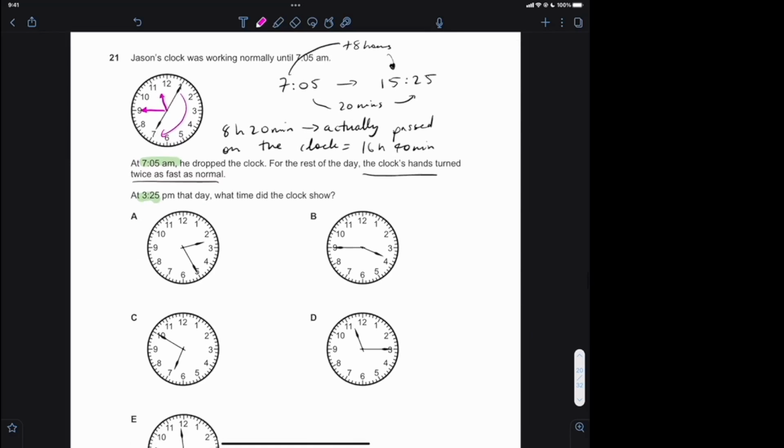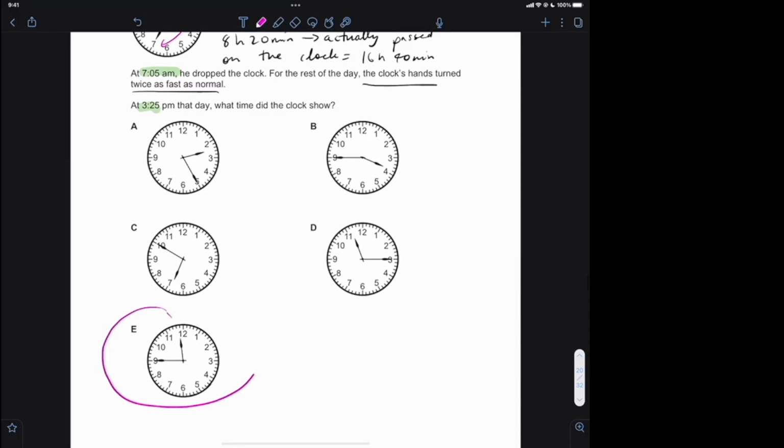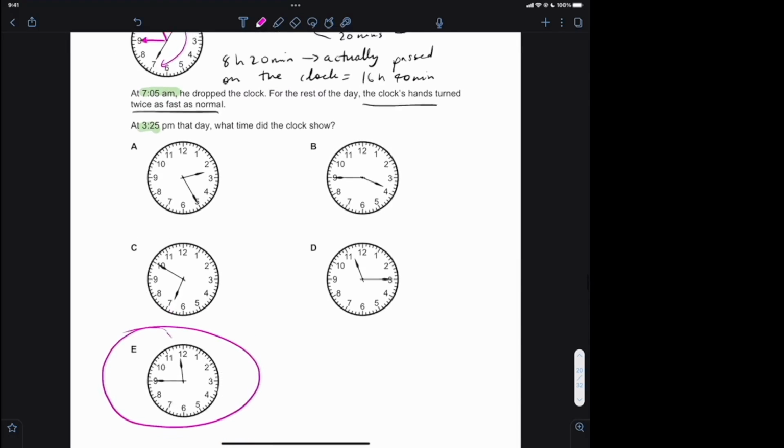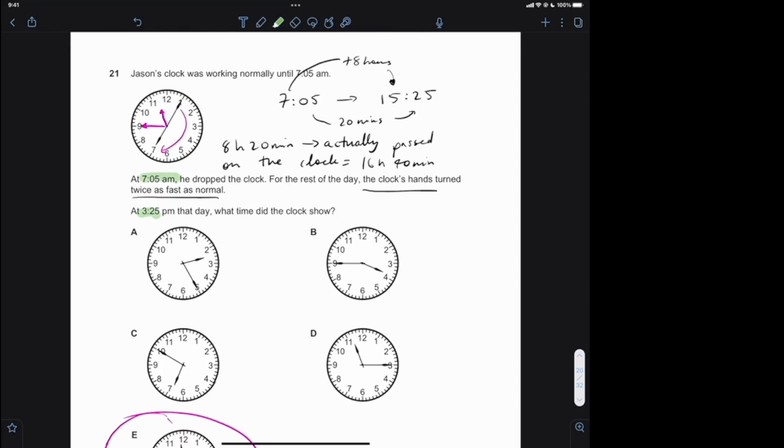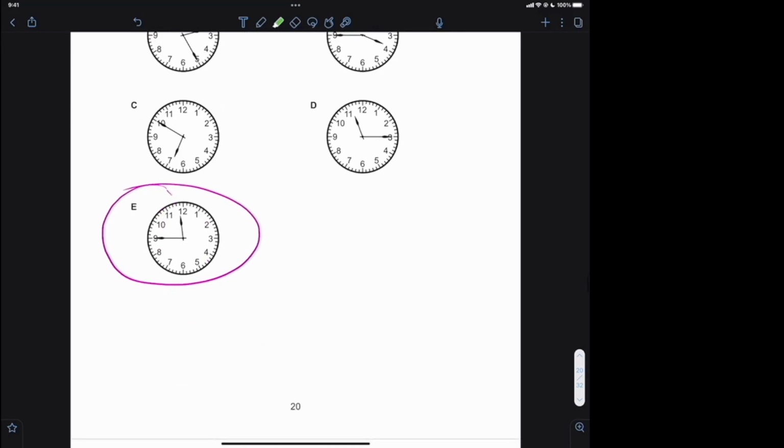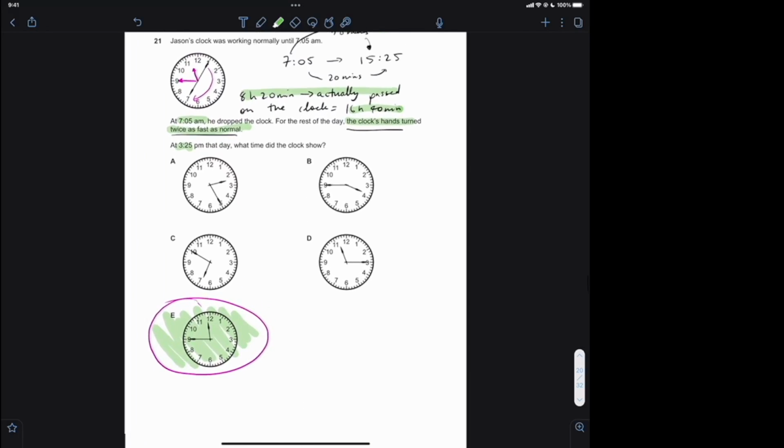Let's see which one lines up with this. We see option E does. 11:45. So just to summarize what we did: we found the actual time that has passed, then we found the amount of time that would have passed on the clock since it is moving twice as fast as normal. Then we can see what that would be, and option E lines up very nicely with the correct time. So the answer to question 21 is going to be option E.